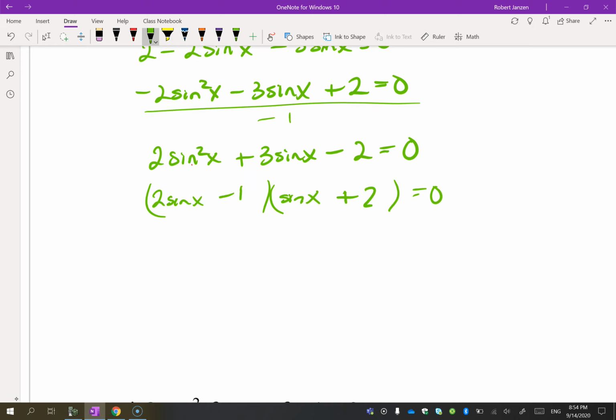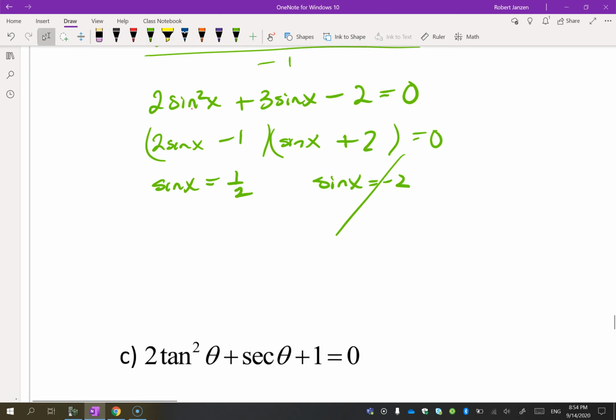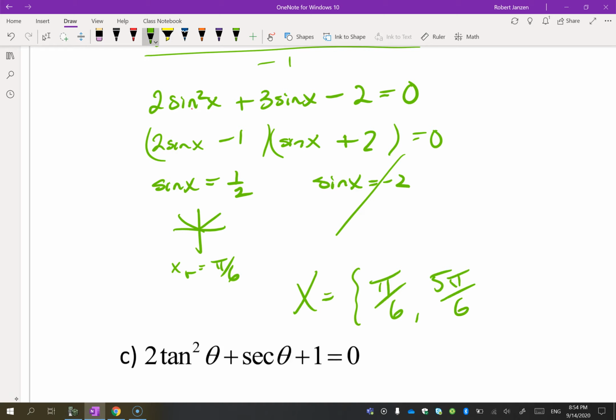If you're not sure about this, quick comment, you can check by foiling. If you factor incorrectly, that's only 1 mark. If these two factors were completely wrong and you solved correctly from there, you're still going to get marks. So don't give up even if you make a mistake. Okay, but assuming you've done this correctly, you would get this. This one doesn't go. Sine is positive. And the reference angle will be pi by 6. So x is pi by 6, 5 pi by 6.